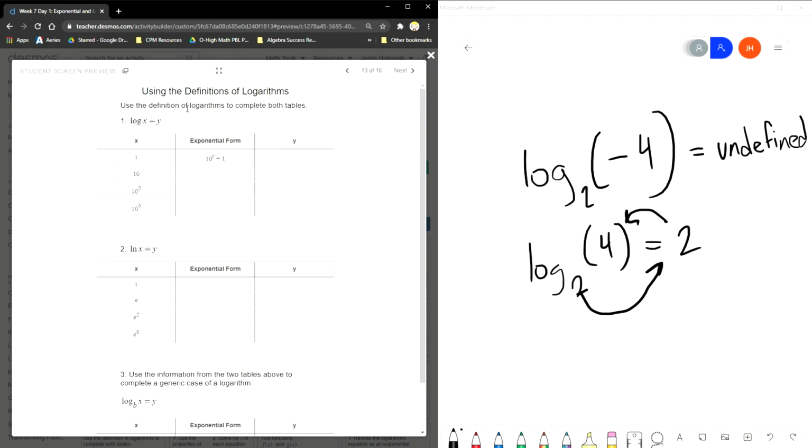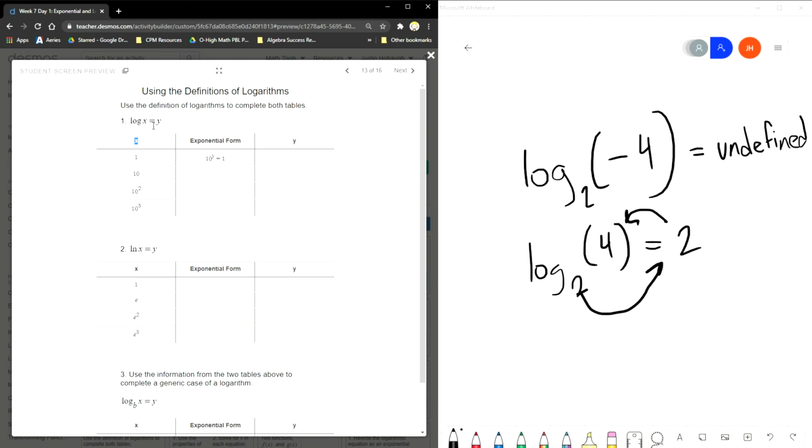Moving forward, we have these tables here. I'm not going to fill out the whole table for you guys because I think y'all can do it. But essentially, I'm just asking you guys to use the decoder ring to identify what this log statement means as an exponential. So if I make x equal to 1, right? If I have log of 1, then I would get that 10 to the power of y equals 1, right? 10 to the power of y equals 1. That's using the decoder ring.